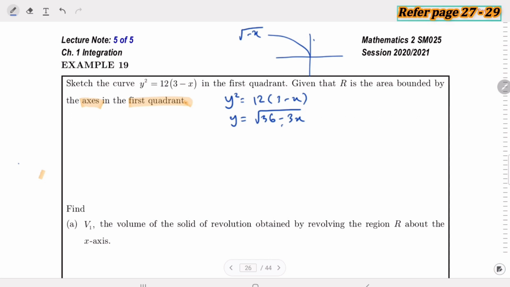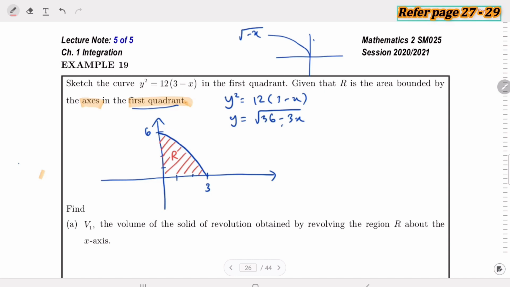Since the question tells us about the first quadrant, when you find the domain of this, you'll get x must be less than 3. So I just simply sketch 3 here, and then when you find the y-intercept, it's going to be 6 when x equals 0. So the graph will be sketched like this. Here is your region R. Your R is here.